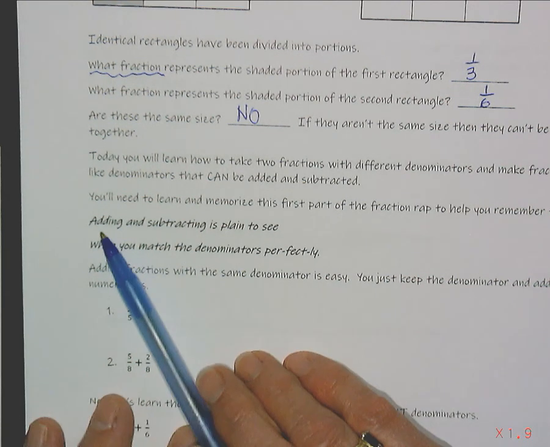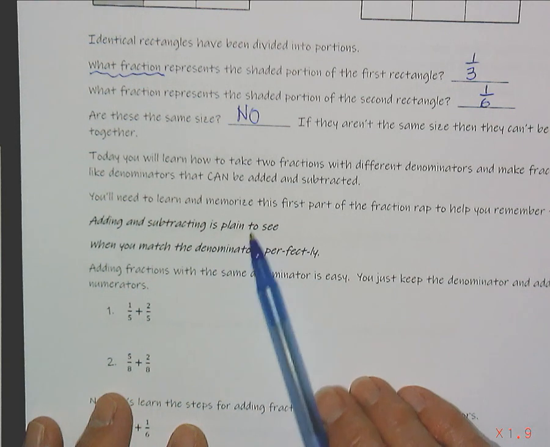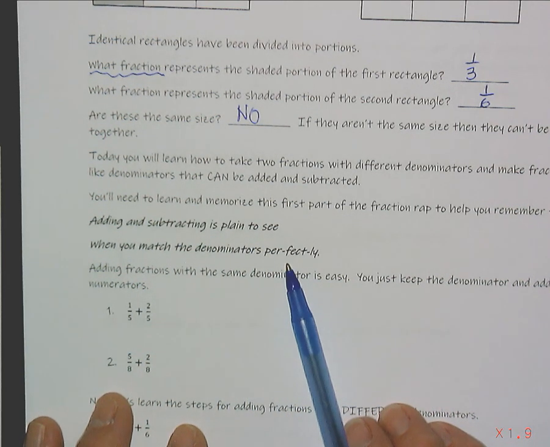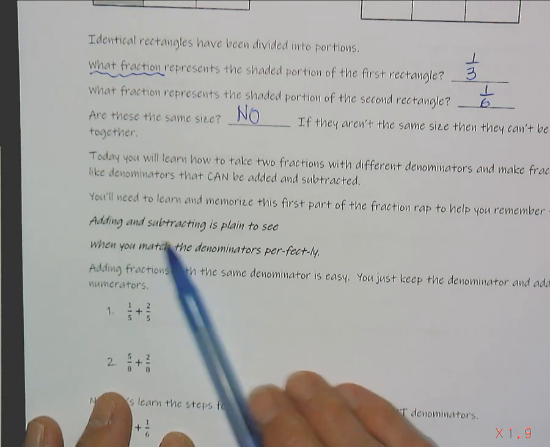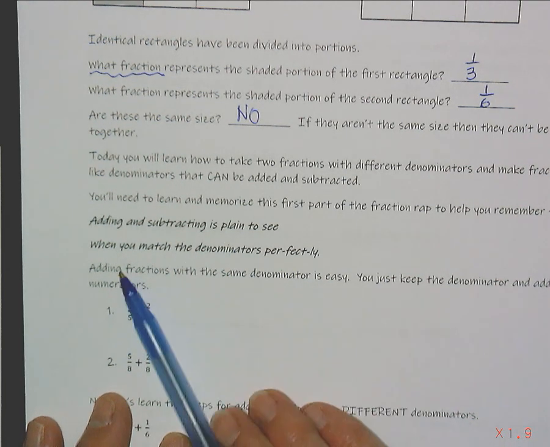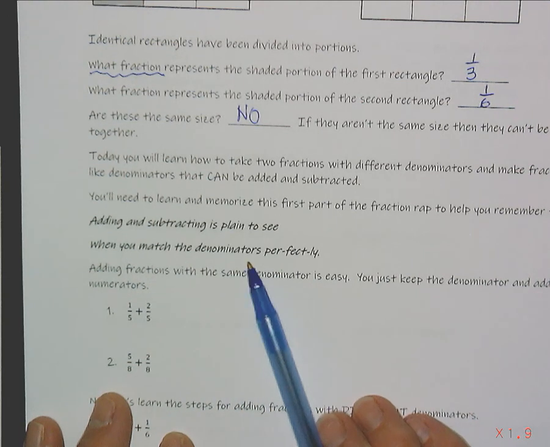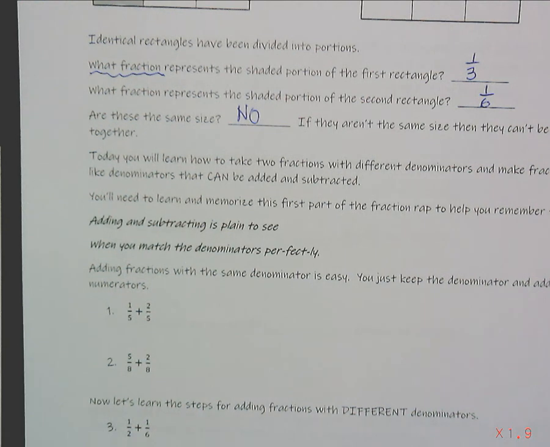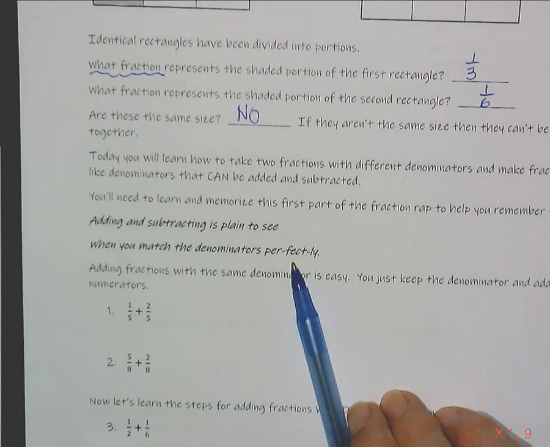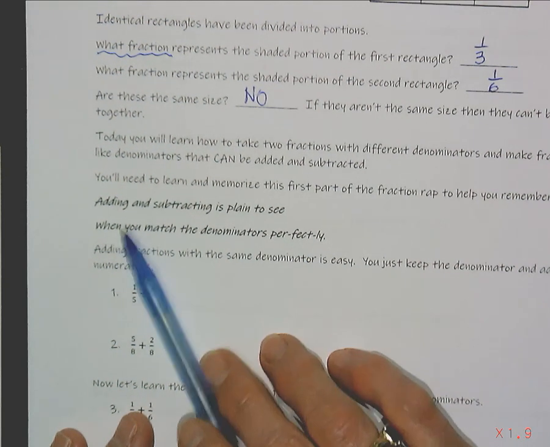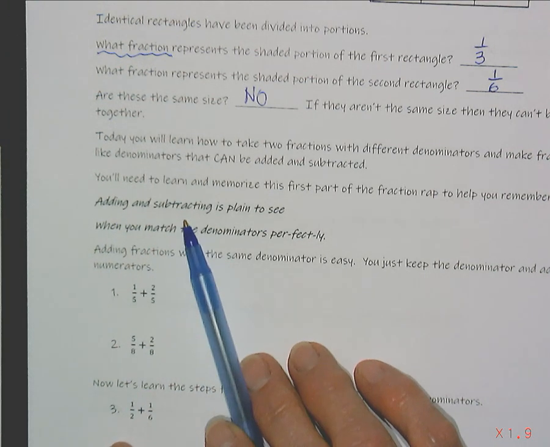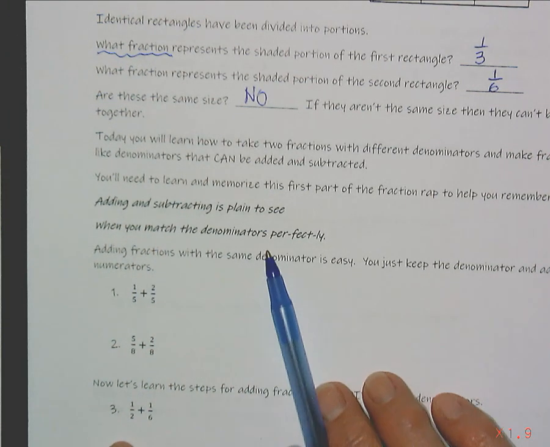Hannah. Adding and subtracting is plain to see when you match the denominators perfectly. That's good. Addie. Good. Davis. Absolutely. And Mr. Graham. Adding and subtracting is plain to see when you match the denominators perfectly.